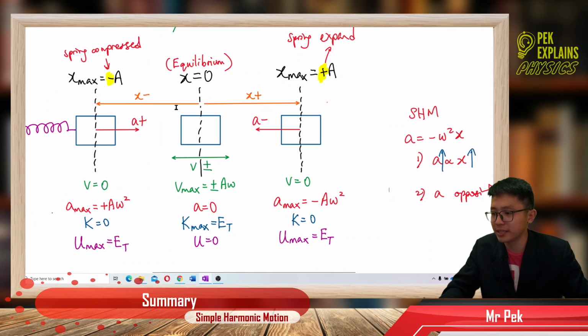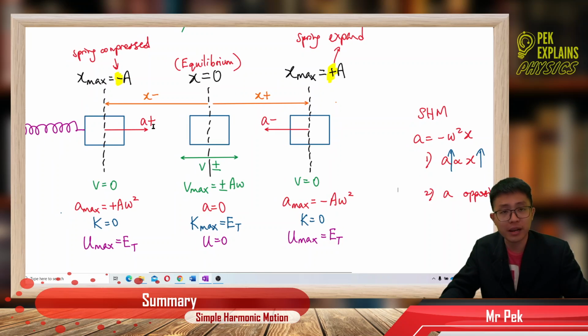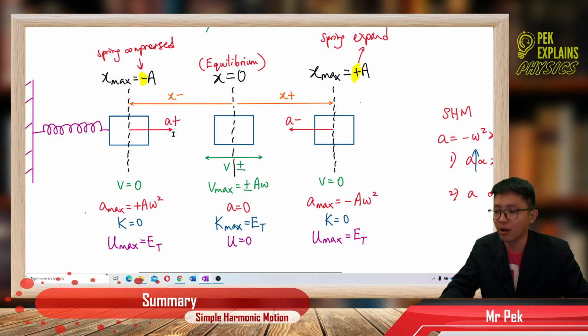But when displacement is negative, acceleration becomes positive. Acceleration is to the right. Why? Because now you compress the spring. When you compress the spring, it wants to push you back to the equilibrium. The spring pushes the block to the right. That's why acceleration is to the right. Acceleration is positive. So displacement negative, acceleration positive.